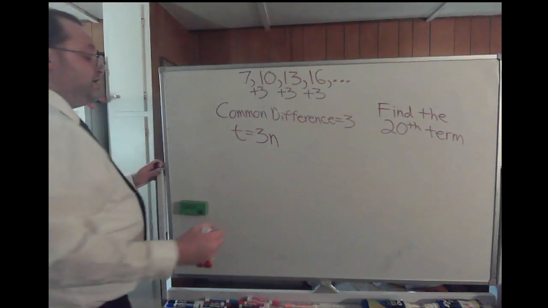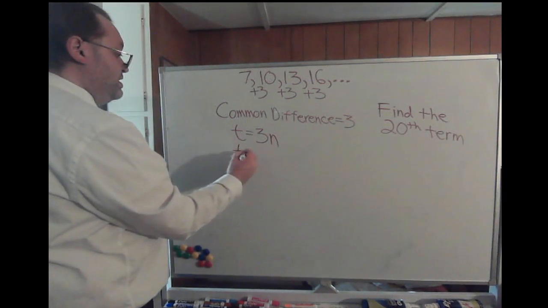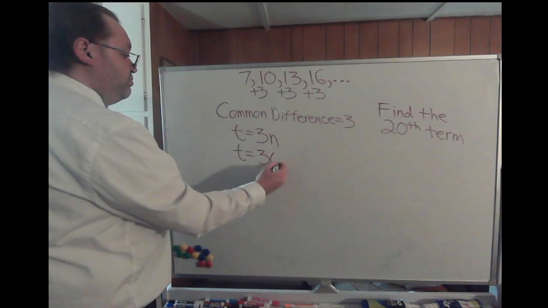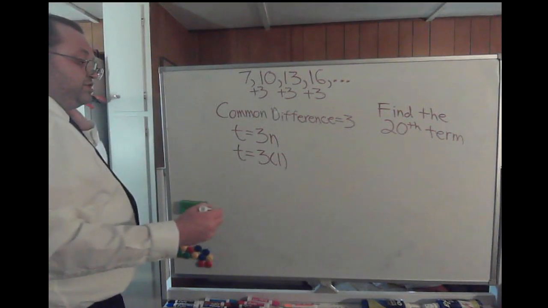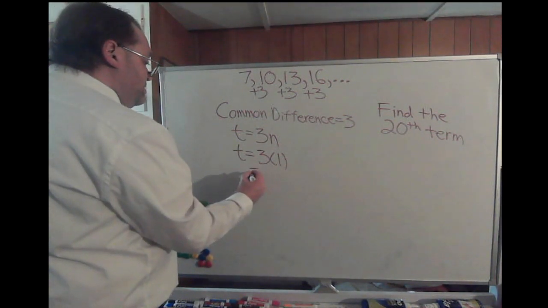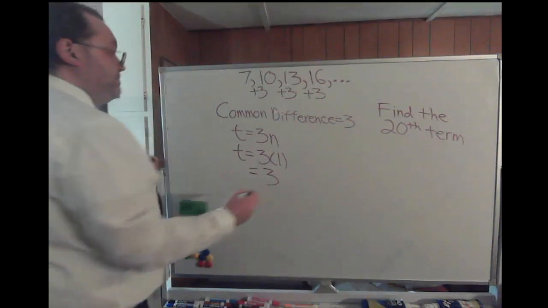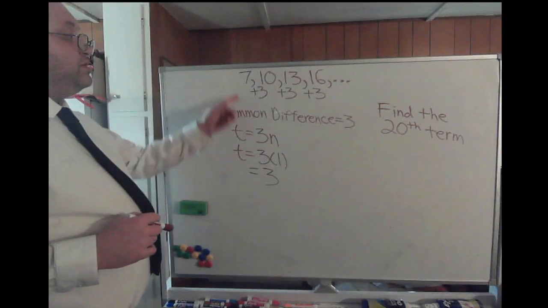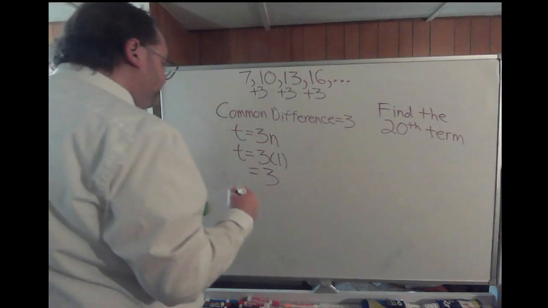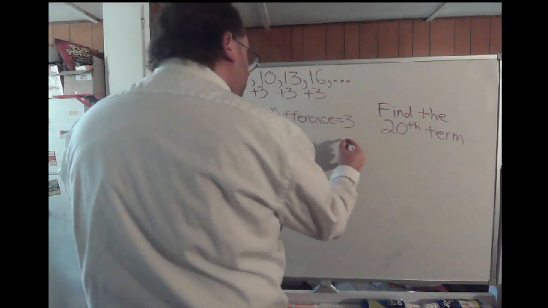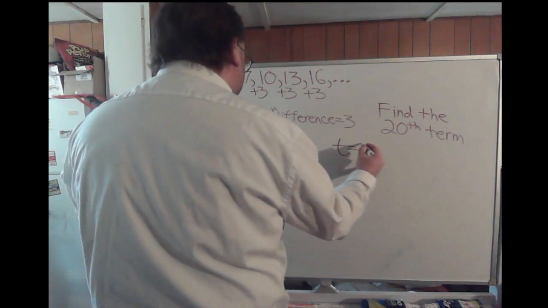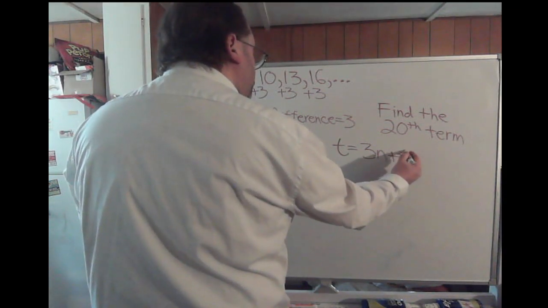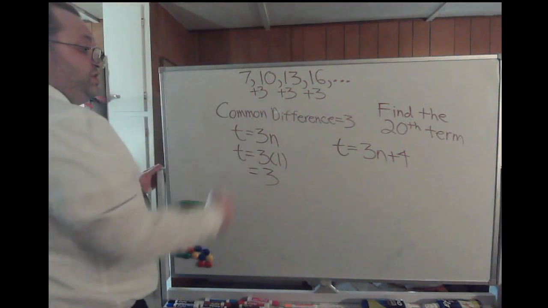So the term so far is going to be that common difference of 3 times the number of the term you're on. Let's stick in the first term. It's going to be 3 times 1, since that's the number of the term we're on. So the answer to that would be 3. Well, how do you get from 3 to 7 for your first term? You've got to add 4. So really, the term that you're seeking is going to be 3 times n plus 4, because to get from 3 to 7, you've got to add 4.